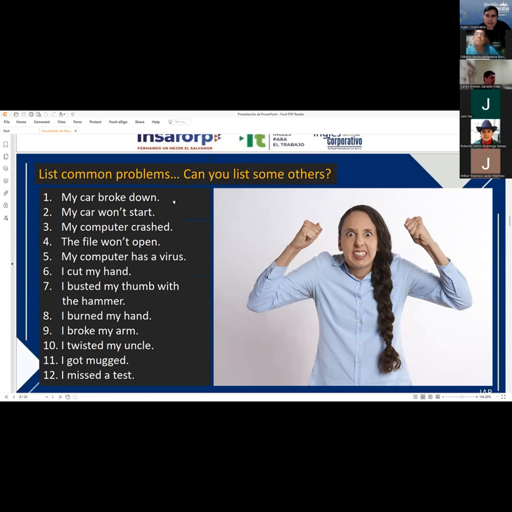My car broke down. What's the meaning? My car broke down. My car doesn't work. I try to start it, and it won't start. My car broke down. My car won't start. Check the solenoid. Yeah, maybe the solenoid. Okay. My car won't start.